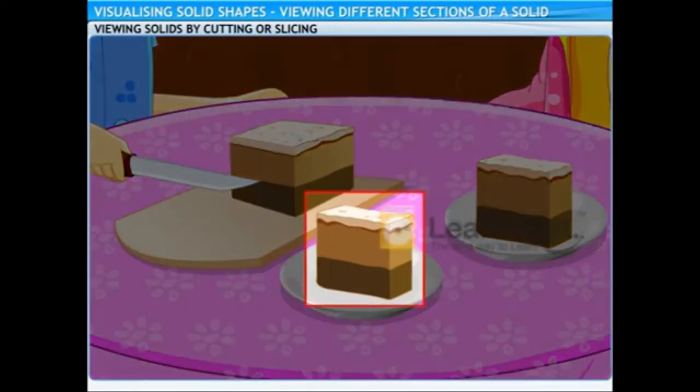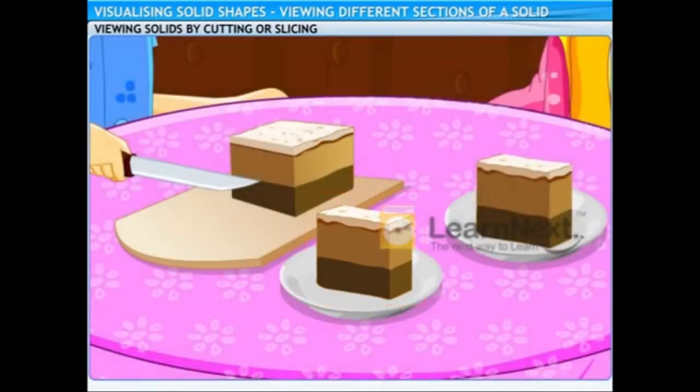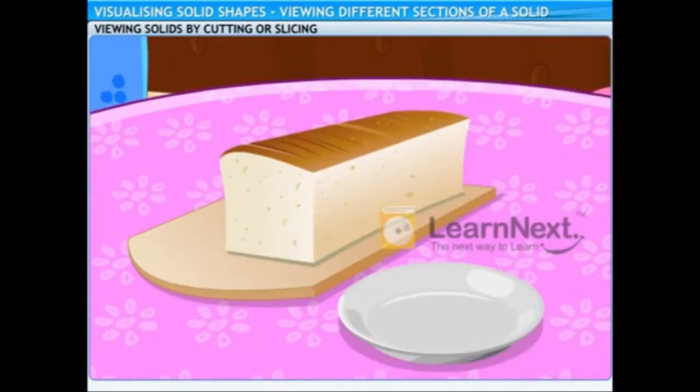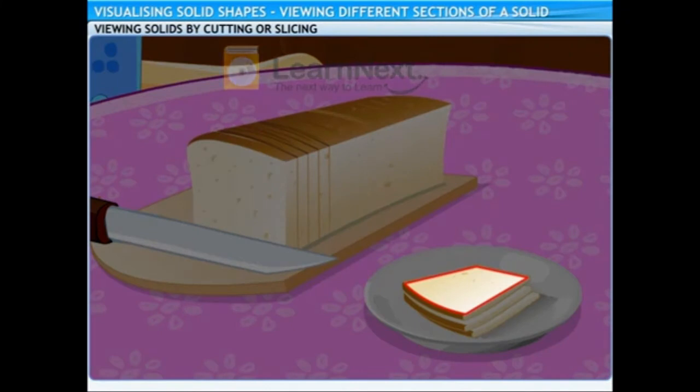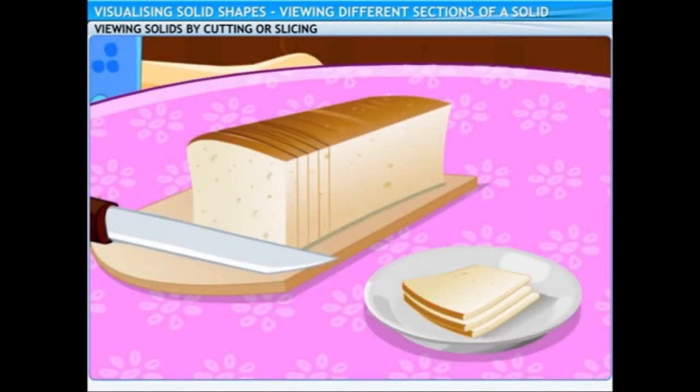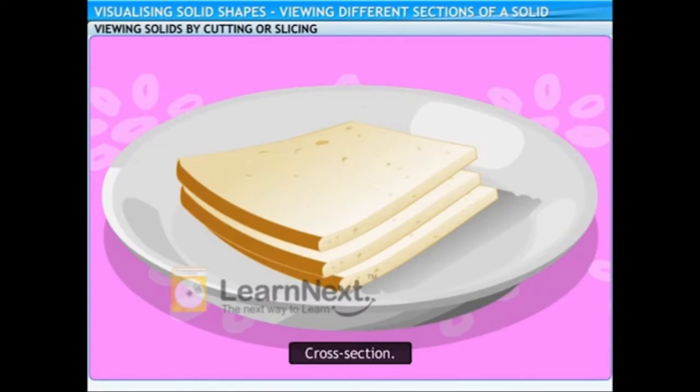Cutting or slicing is another way of viewing a section of a solid. Did you notice the cake before it was sliced? It was in the shape of a cuboid. Once the cake was cut vertically, there were several pieces of the cake, each having a rectangular face. This rectangular face is called the cross-section. Also, if you notice, the boundary of this cross-section is a plane curve.